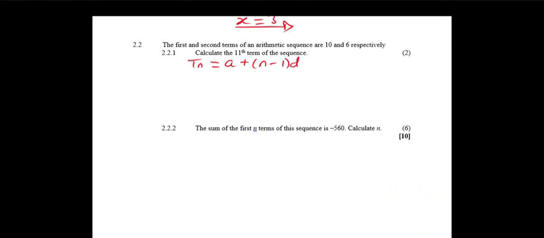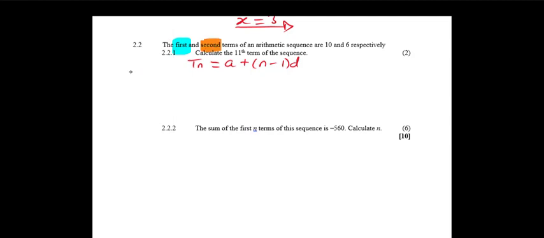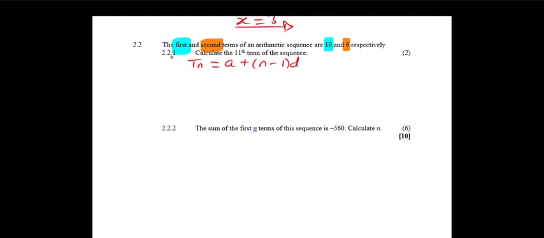a is the first term, and d is the difference. Here they tell us that the first and the second term are given. So the second term is 6. The first term is 10. So a is the first term.